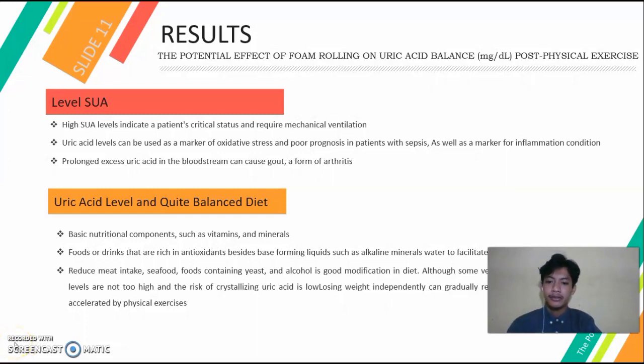Uric acid level and a quite balanced diet. Nutritional components such as vitamins and minerals. Food or drink that are rich in antioxidants, besides drinking liquids such as alkaline mineral water, facilitate the elimination of gout. Reduce meat intake. Seafood, food containing yeast, and alcohol are good modifications in diet. Although some vegetables contain purine, the level is not too high, and the risk of crystallizing uric acid is low. Losing weight independently can gradually reduce uric acid, and it can be accelerated by physical exercise.